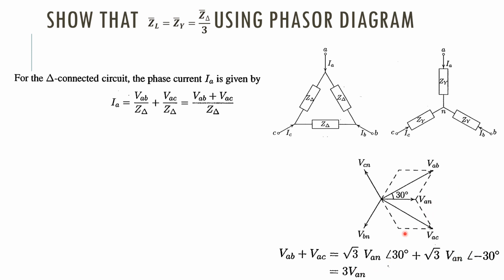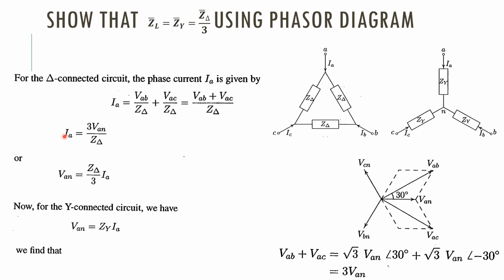You know, if you take a parallelogram, if you draw a line root 3 at the 30 degree angle and another root 3 at the minus 30 degree angle, and you add up both of them, root 3 times a particular side of the parallelogram, that is root 3, right? That root 3 into root 3 is equal to 3. Then VAB plus VAC equals 3 into VAN. If you substitute this, you will get 3 VAN over Z delta. Then VAN is equal to Z delta over 3 times IA.